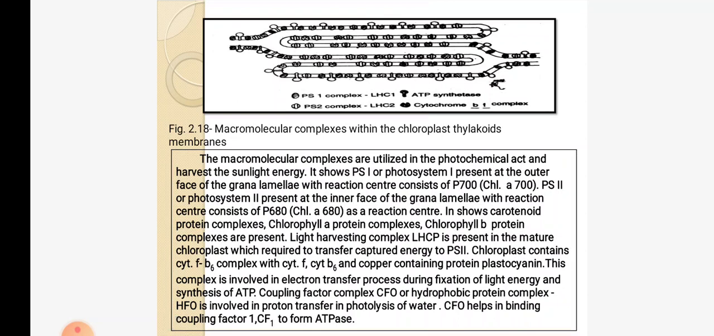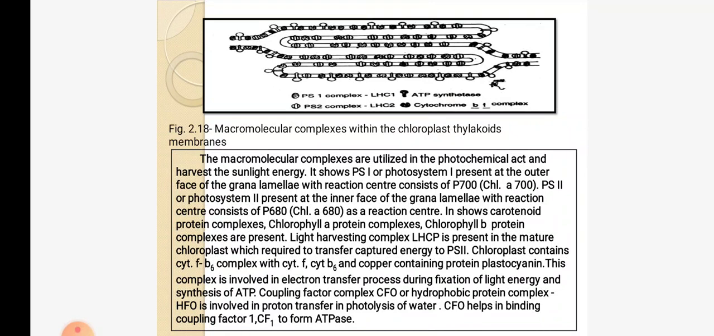In this slide, we will study the macromolecular complexes in the chloroplast. They are used in the photochemical act and harvest the sunlight energy. It shows photosystem first, present at the outer face of grana lamellae with reaction center P700. Photosystem second is present at the inner surface of grana lamellae with reaction center P680.